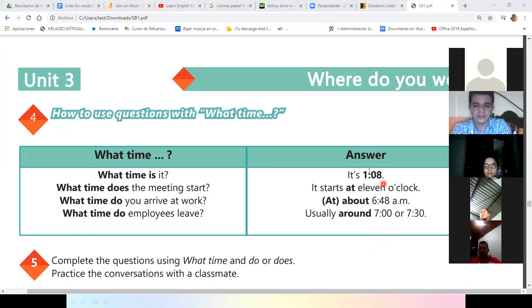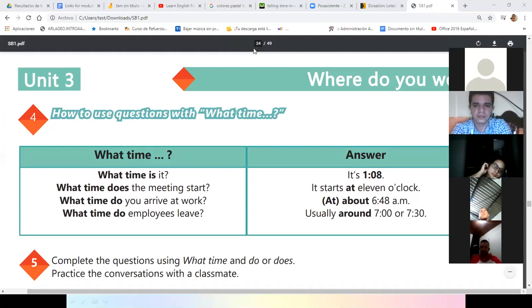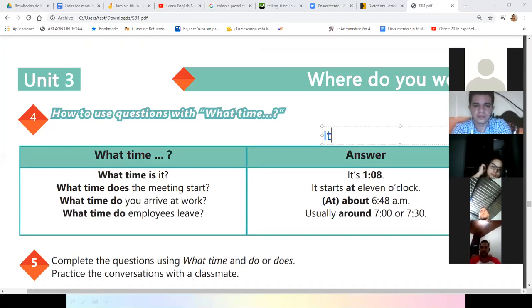Now, in this case, it's one. Look at this one. What time is it? It's one. In this case, we are going to say it's 1:08. Okay? 1:08. We have to mention the zero in this case. It's 1:08. That is how you're going to say the time in this case.